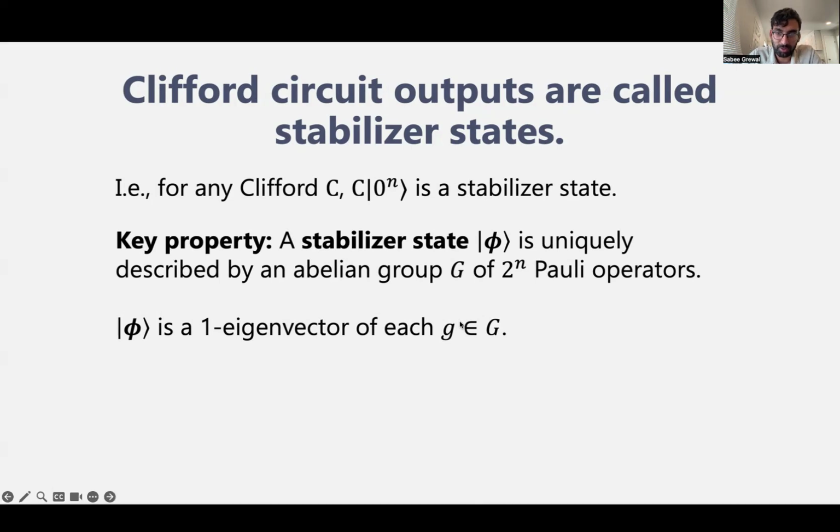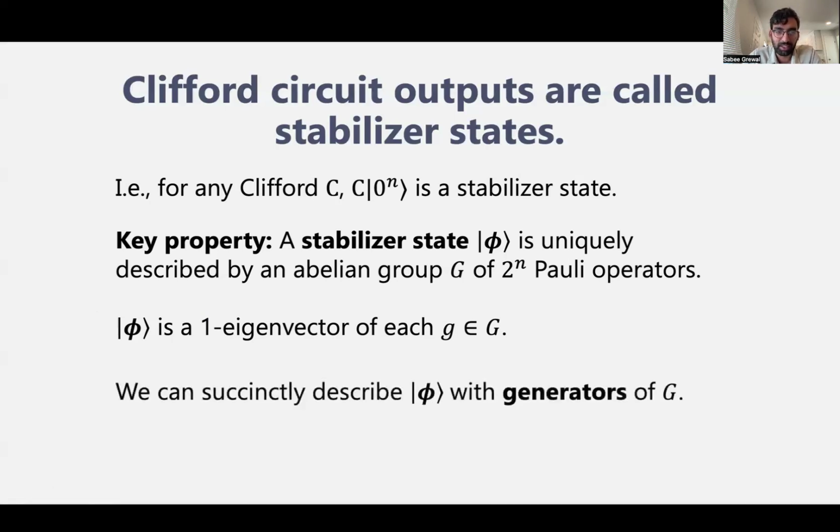And in particular, for each Pauli operator in the group, our stabilizer state will be a 1 eigenvector of that Pauli operator. It's possible to show that this uniquely describes a quantum state. And in particular, we can now describe a stabilizer state with the generators of this group G. And since the order of the group is 2 to the n, we only need to list out n generators. So stabilizer states have a succinct algebraic description.